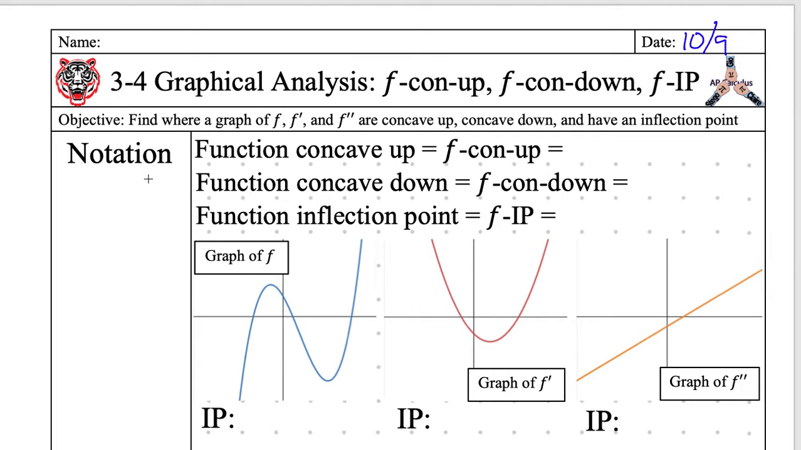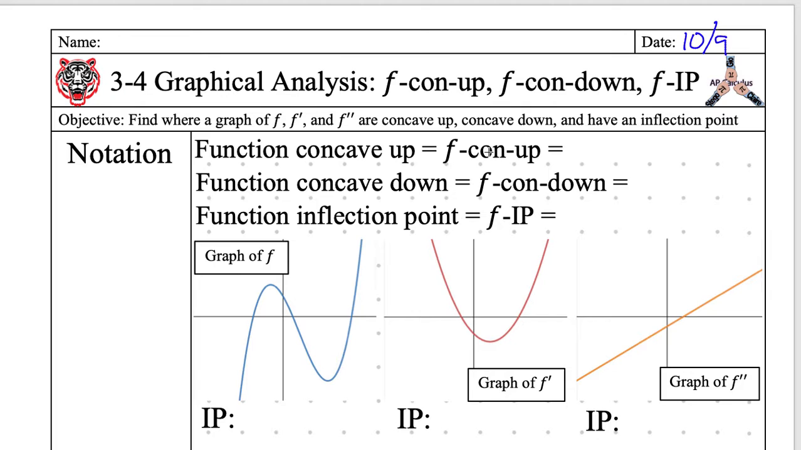Find where the graphs of f prime and f double prime are concave up or concave down and have any inflection point. There it is. Okay, so let's go ahead and define those things because I'm sure only maybe a few of us know what an inflection point is. Maybe Claire knows it in German.